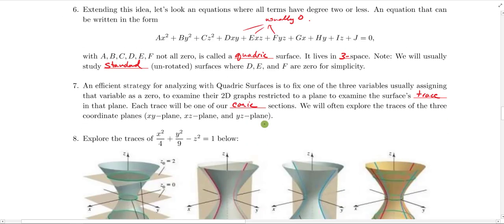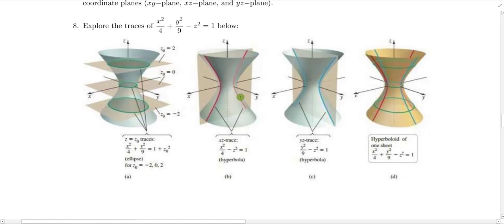So let's scroll down. Here we've got a quadric surface, and this is our first time exploring it. It looks like x squared over 4 plus y squared over 9 minus z squared equals 1. And you can actually see, here's the final product, the sketched graph of this quadric surface, something called a hyperboloid of one sheet.